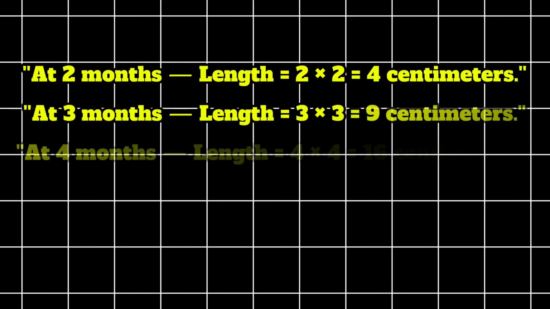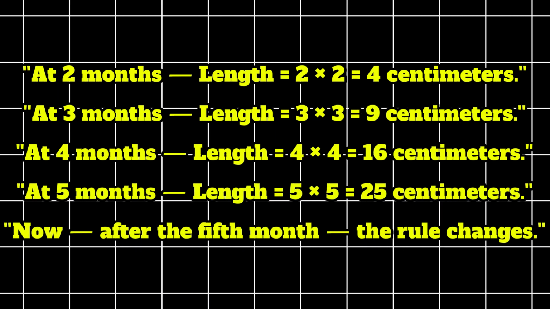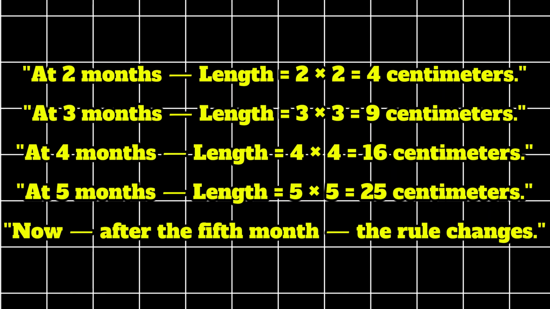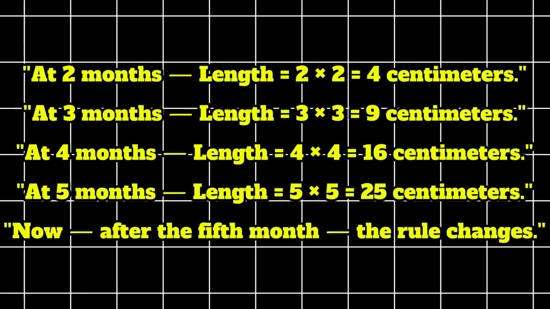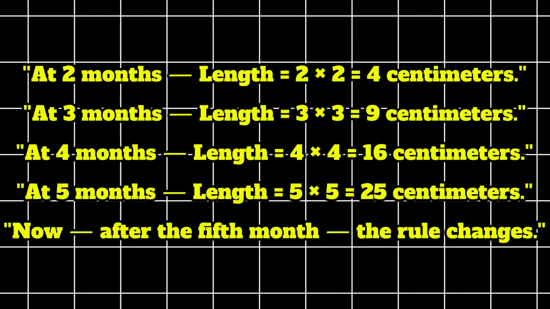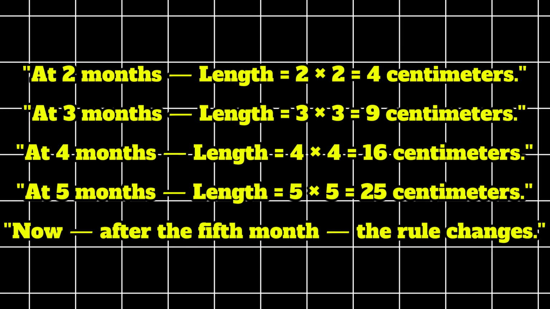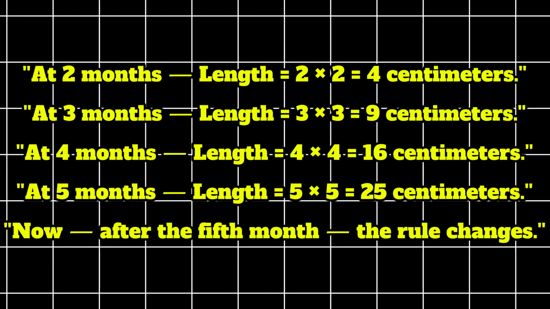At 2 months, length equals 2 times 2 equals 4 centimeters. At 3 months, length equals 3 times 3 equals 9 centimeters. At 4 months, length equals 4 times 4 equals 16 centimeters. At 5 months, length equals 5 times 5 equals 25 centimeters.